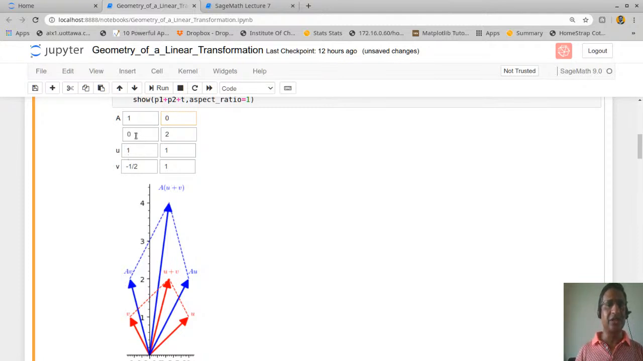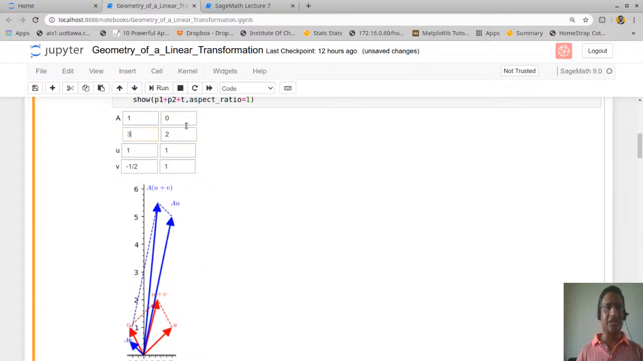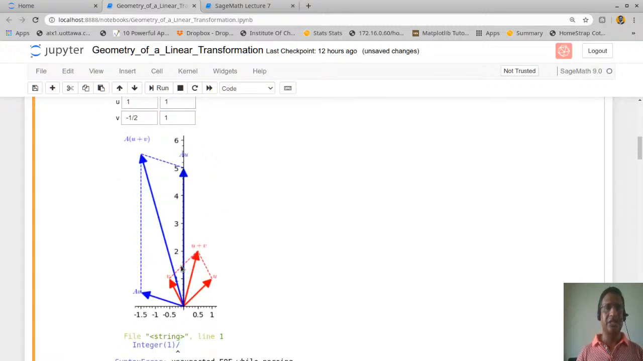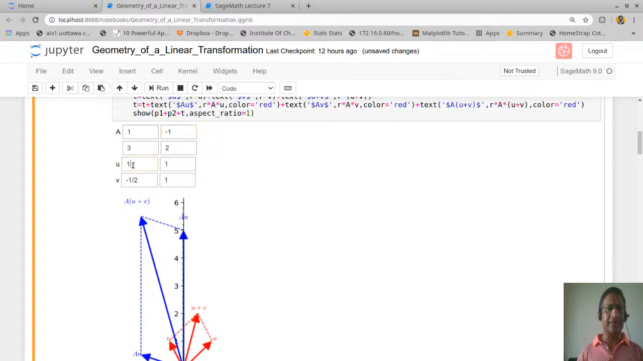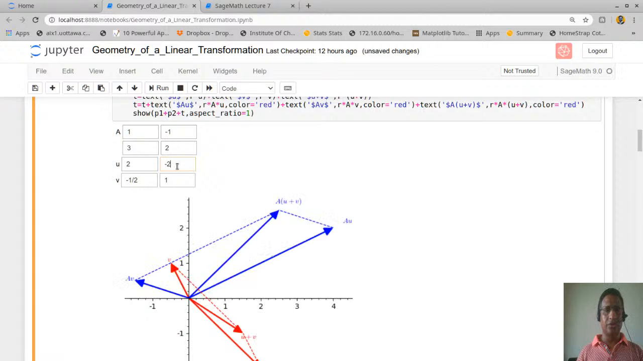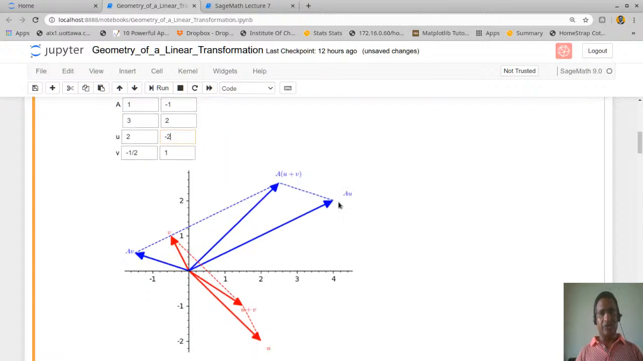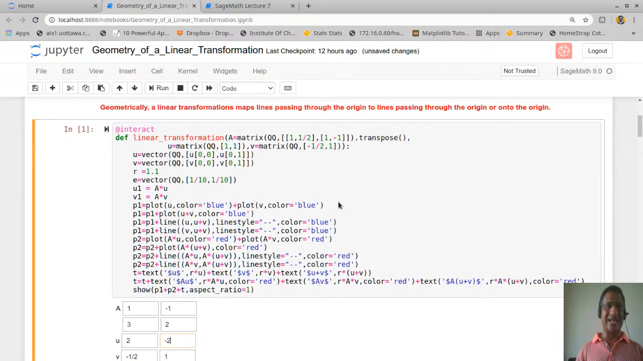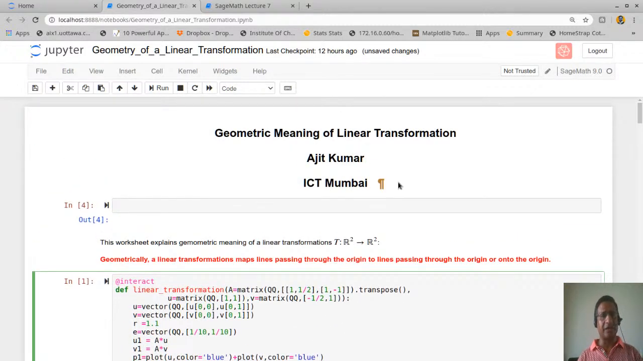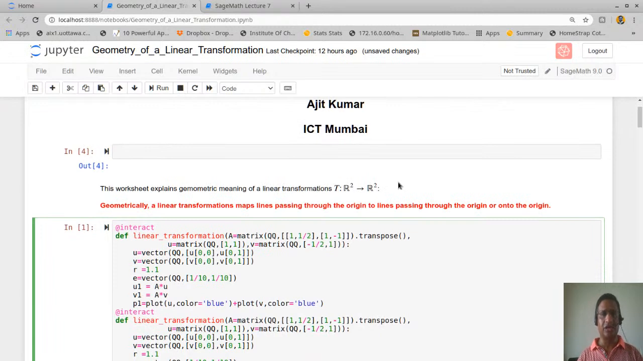If I change, for example, let us make this as 3, this as -1, then again you will see that it changes. And you can also change the vector. So instead of this I have 2 comma -2. Now these are different vectors, right? So using this Sage Interact, very easily you can explore and explain the geometric meaning of a linear transformation, and maybe you can extend this to 3 cross 3 matrices.